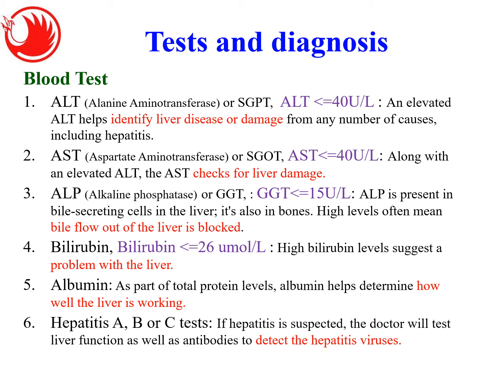Another blood test is to test the albumin. This is to determine how well the liver is working. And lastly is the test for antibody for the hepatitis viruses A, B, C.